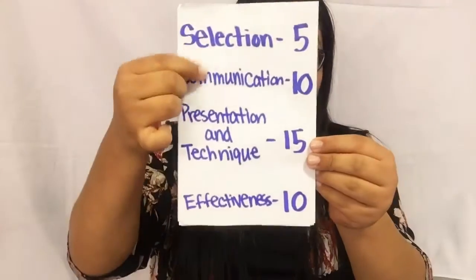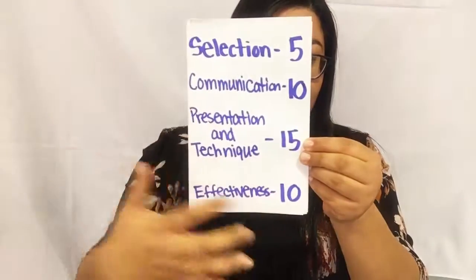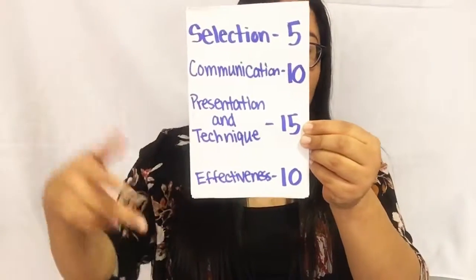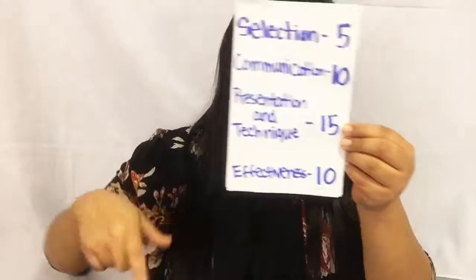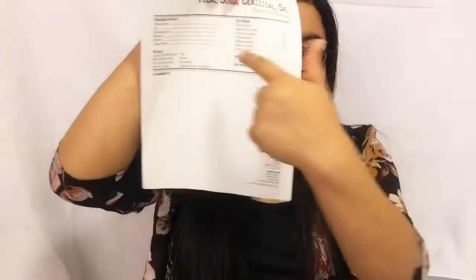And the way that I have learned to divvy up my note taking, because we have to make note on every single part of the criteria, so a note on selection, communication, presentation and technique, and effectiveness. When I get my evaluation form, I like to divvy up my page into 4 different parts so that I can lay out my notes, and it just becomes more visually easier for me to figure out my note taking.